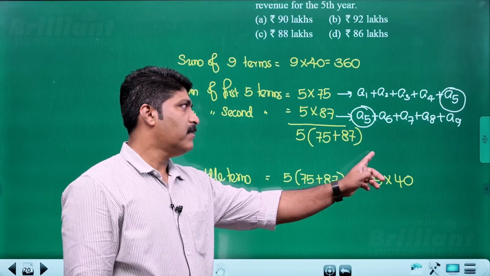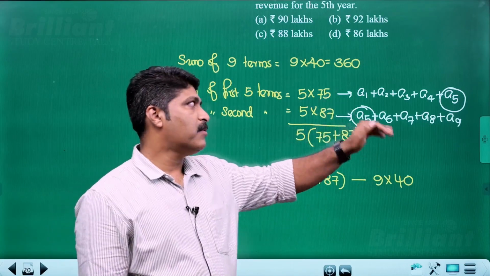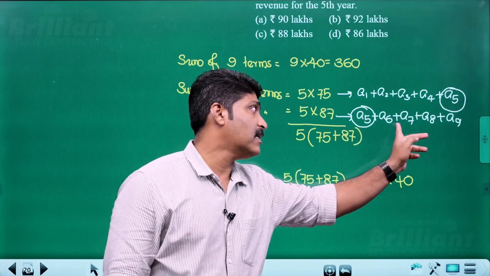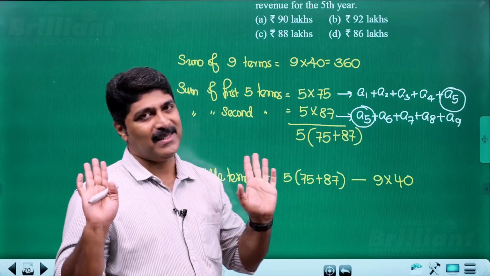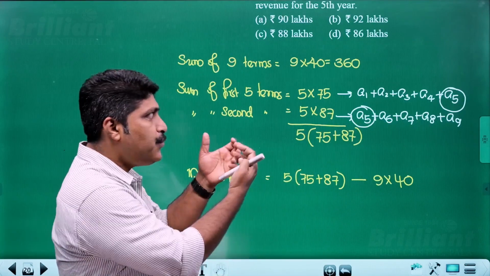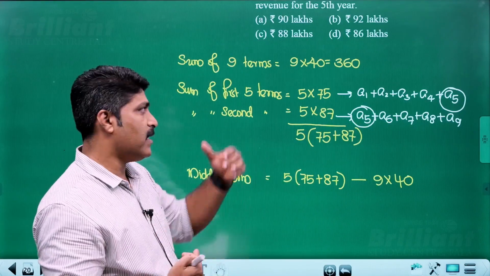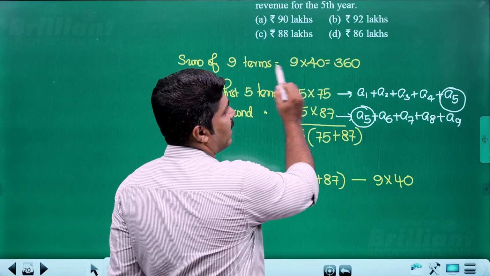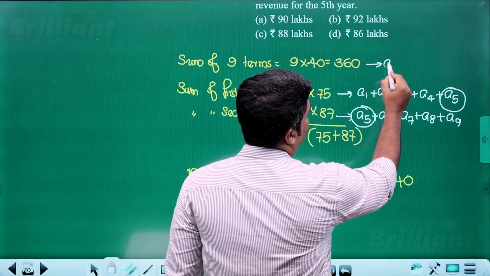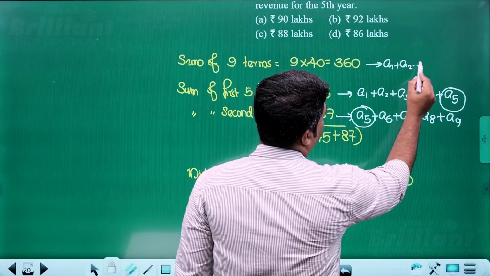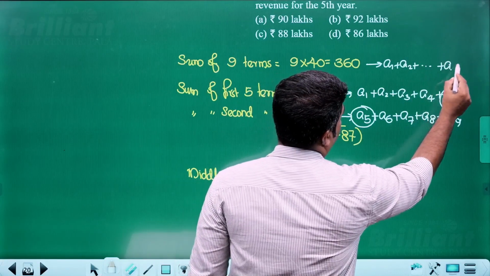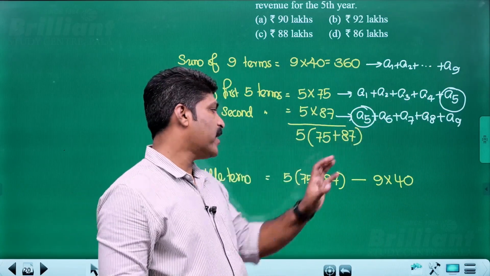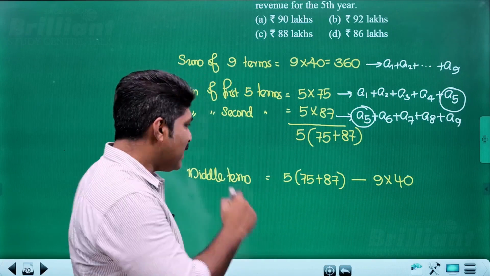Therefore, what is this sum? This is nothing but A1 plus A2 plus A3 plus A4 plus 2 times A5 plus A6 plus A7, A8, A9. That's it. Therefore, we have to filter that A5 because there are 2 times. When we subtract this sum, which is A1 plus A2 plus etc. up to A9, from this total sum, we will get the middle term. So that's the simple logic here.